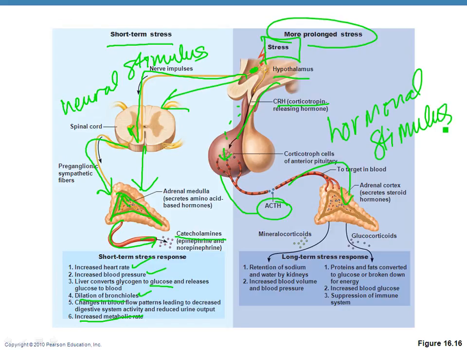One hormone triggers another hormone to be released. That's it. So why would this be good for long term? Well, what do mineralocorticoids do? They trigger increased potassium, increased water retention, right? So if you increase your water retention, it's going to increase your blood volume.